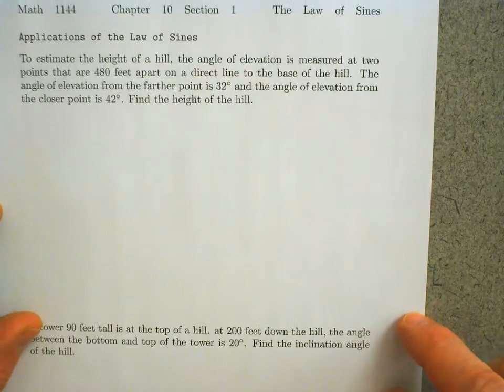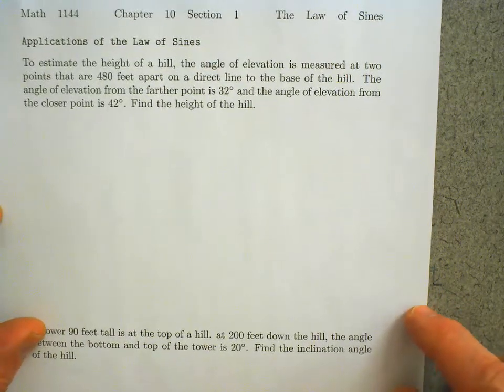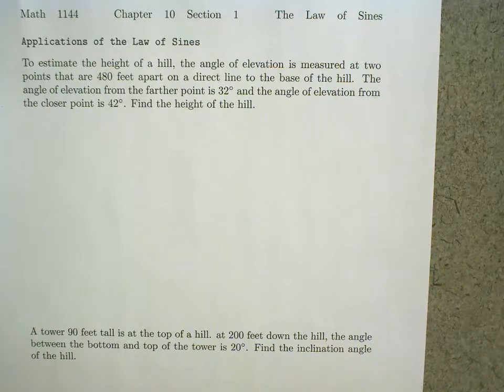So let's take a look at this one. To estimate the height of a hill, the angle of elevation is measured at 2 points that are 480 feet apart on a direct line to the base of the hill. The angle of elevation from the farther point is 32 degrees, and the angle of elevation from the closer point is 42 degrees. Find the height of the hill.